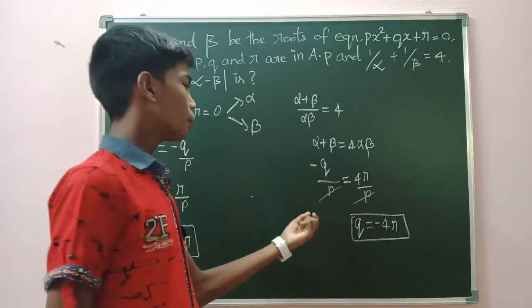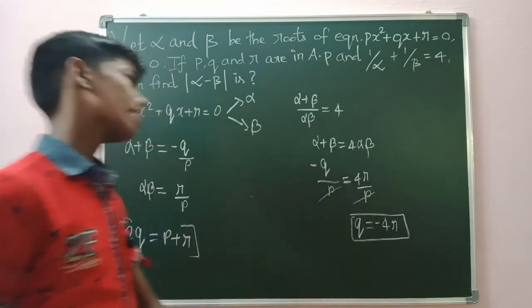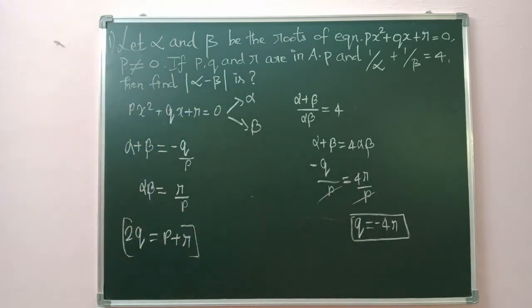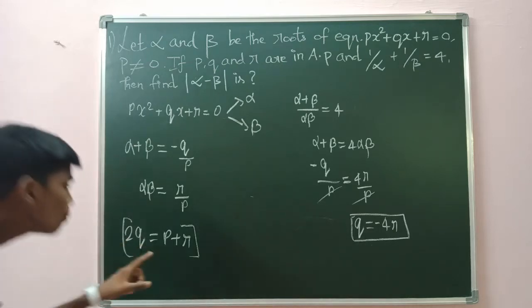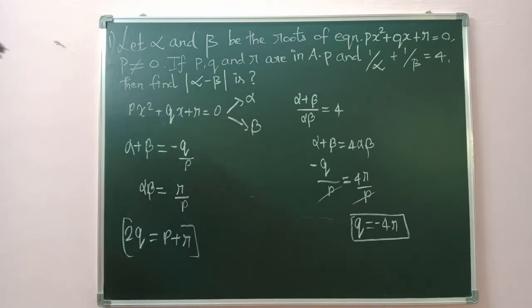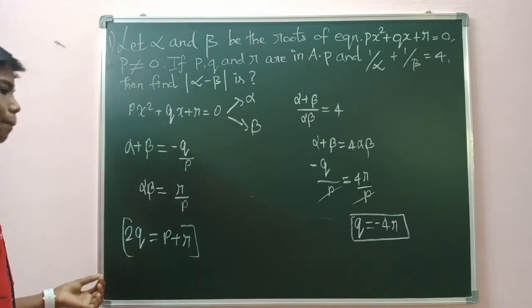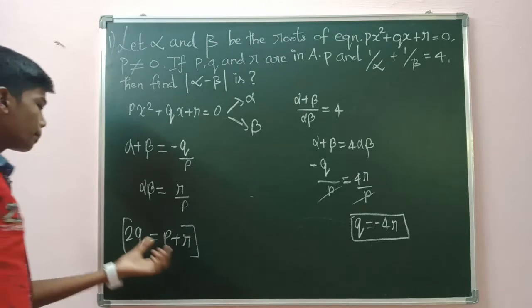Just cancel these two p's, then you will get minus q is equal to 4r. If minus q is equal to 4r, then your q will be minus 4r. Very simple thing. And that is something I found now. Now come on to this relationship, that is 2q is equal to p plus r.